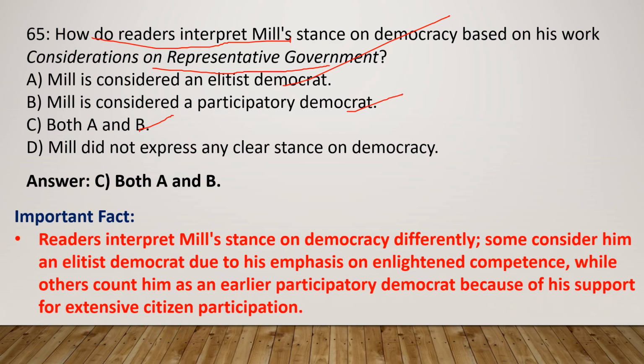Readers interpret Mill's stance on democracy differently. Some consider him an elitist Democrat due to his emphasis on enlightened competence, while others count him as an earlier participatory Democrat because of his support for extensive citizen participation.